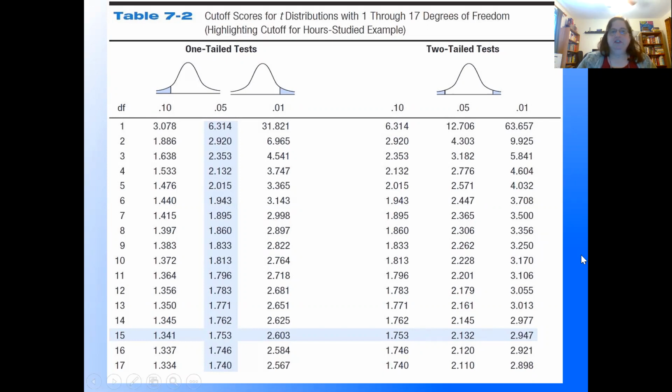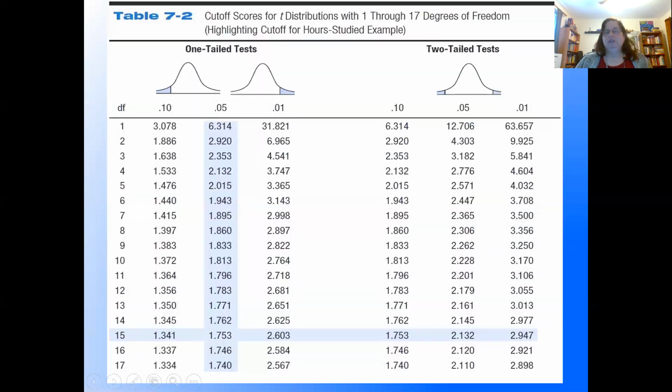So in this case, we could go ahead and reject the null. And we could also say something else. We could say that the result is significant, because 3 was more extreme than 2.132. So we can say that it was significant and that we reject the null.